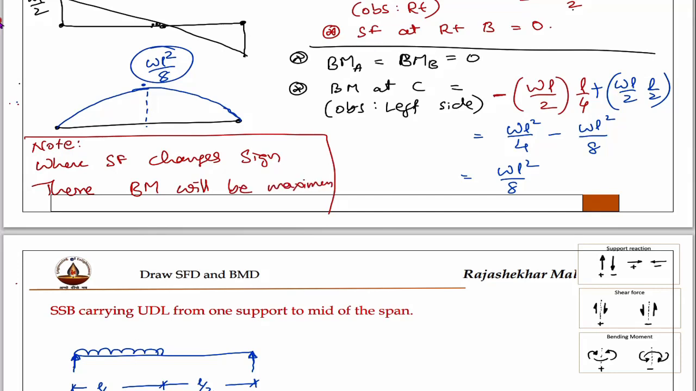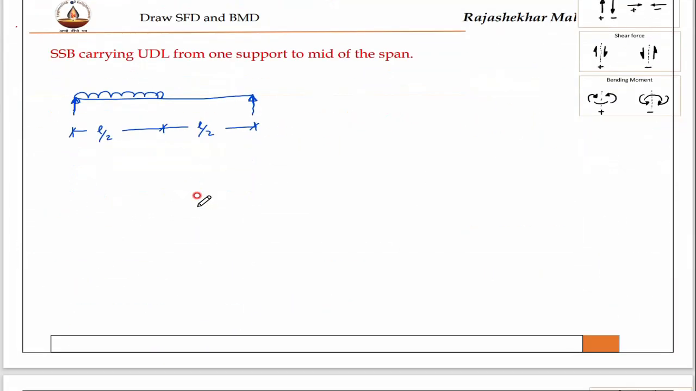Now here you can see this is positive and this is negative. Shear force is changing at this point, then the corresponding point you will get a maximum bending moment. Right? Now we'll come to simply supported beam with UDL. For this one, first I have to draw the free body diagram.